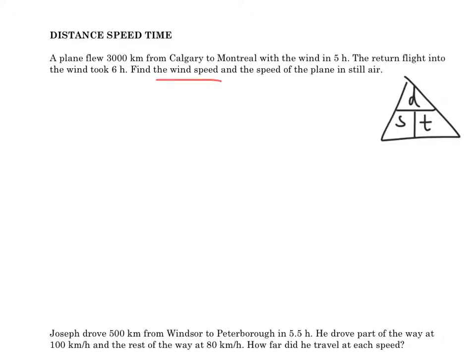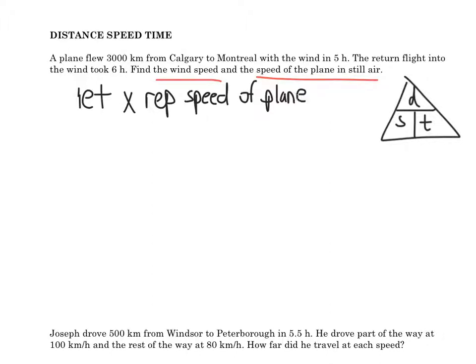Find the wind speed and the speed of the plane in still air. Okay, there are my two let statements. Let X represent speed, I'm going to start with the plane, of plane. Let Y represent speed of wind. Okay. So I know I'm going to have one with the wind and against the wind. Remember, when you're going with the wind, when I add up the two speeds, it should be a faster one. And when you're going against, you're going to subtract the speeds because you're getting slowed down.